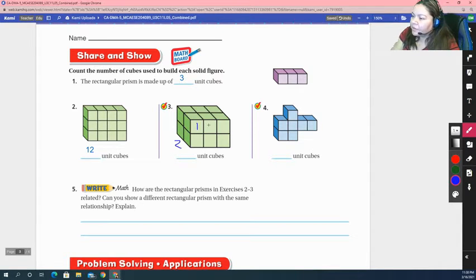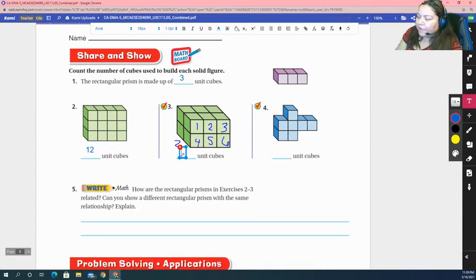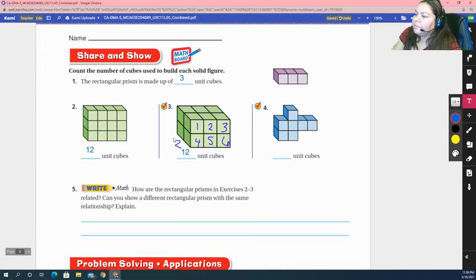Then we have 1, 2, 3, 4, 5, 6. So there's 6 in the front. We would just double that because we have another layer. Or you could see this in the back. You can kind of imagine it: 7, 8, 9, and then the bottom 10, 11, 12. So basically 6 times 2 is 12. And so we have 12 unit cubes. Again, because it's 2 unit cubes deep, it's 12: 6 in the front and 6 in the back.